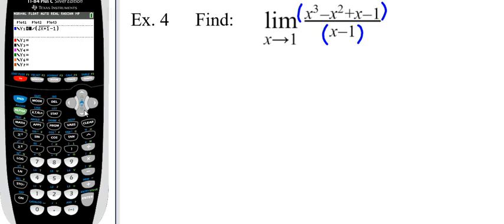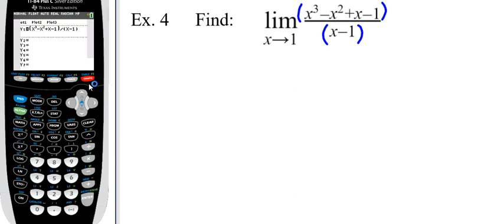So I'm going to press y equals, clear what's there. And in parentheses, we can type x to the third power, which means this caret key to the third power. Make sure you get out of that power. Minus x squared plus x minus 1. Close those parentheses and divide by, in parentheses once again, x minus 1. If you check your entry and something doesn't quite work, I'm guessing it's because you forgot those parentheses.